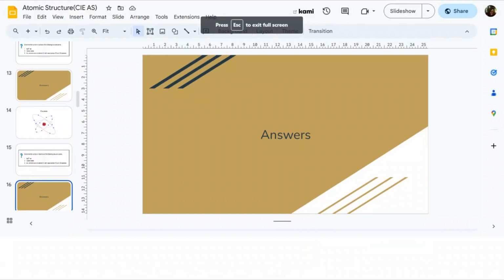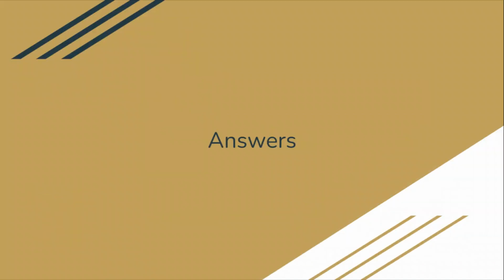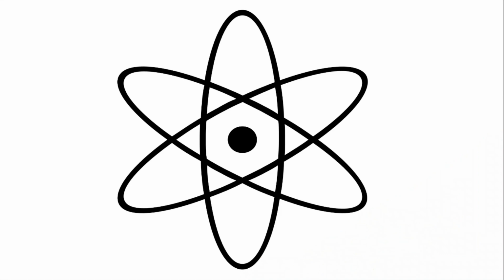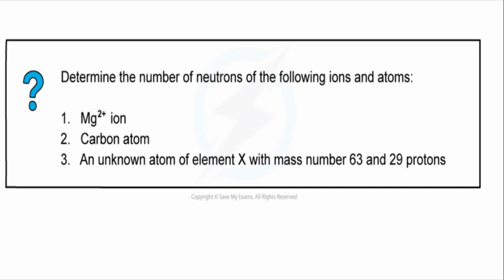Now on to neutrons. The mass and atomic numbers can be used to find the number of neutrons in an ion or an atom. It's important to know that the number of neutrons is equal to the mass number, A, minus the number of protons, Z. So on to our last worked example. You can pause the video to see if you can attempt this. Now on to the answers.